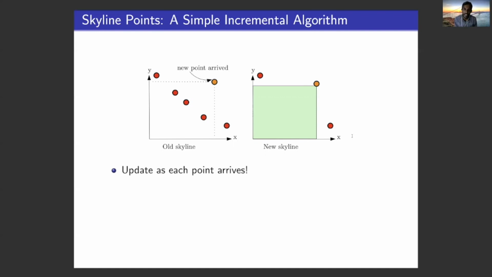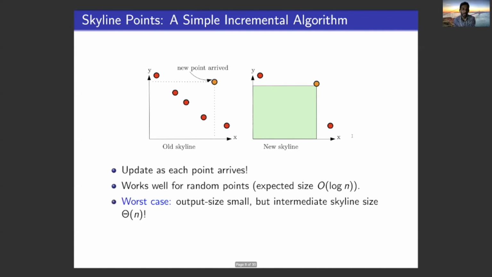So how good is this? For some data sets, it's good. For example, if your data is a randomly generated set of n points, then if you pick any subset of the points, it's a well-known fact that the expected size of the Skyline would, with high probability, be order of log n. So then you know that the amount of space your algorithm will occupy, in this case, will be log n, which is good.